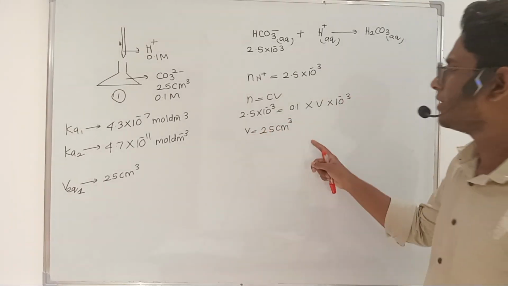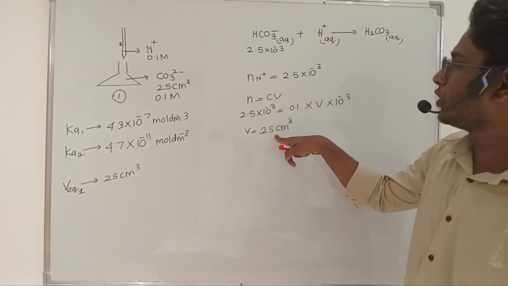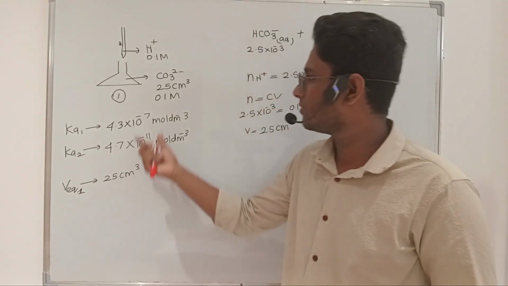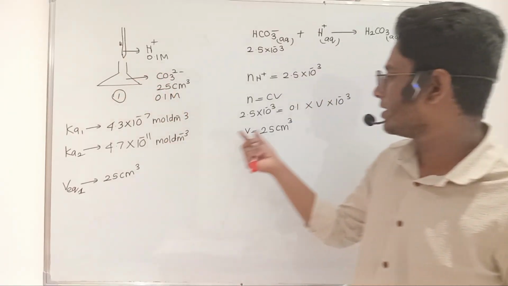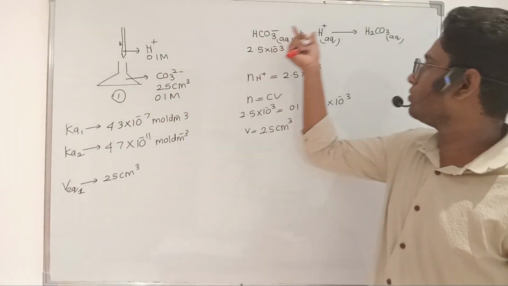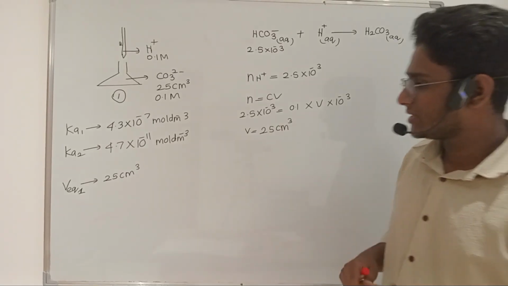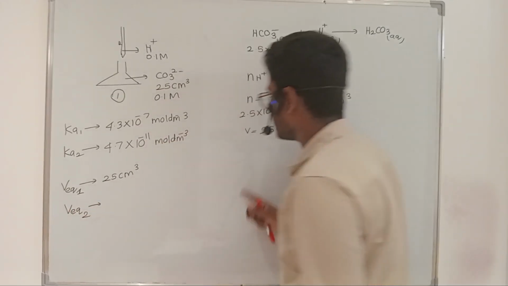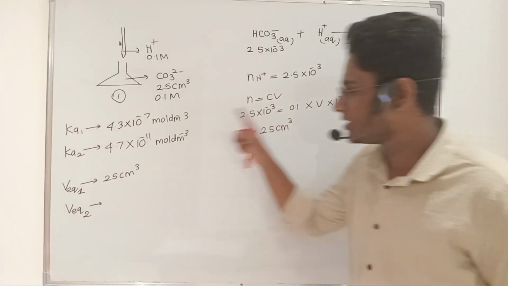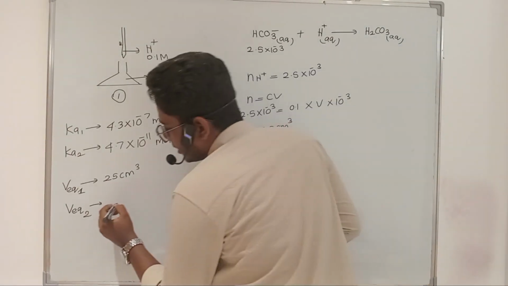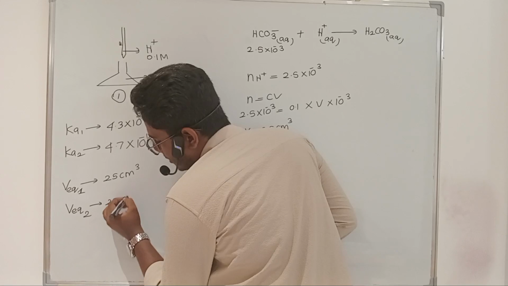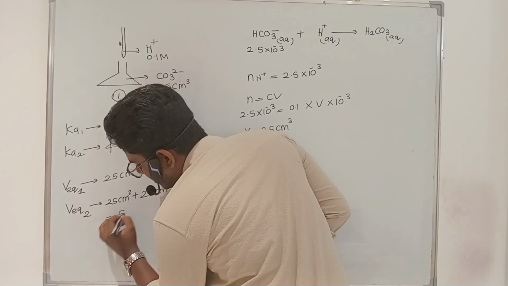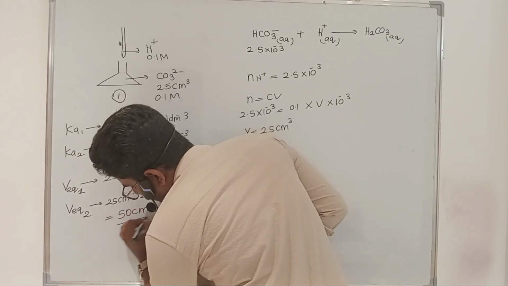Now what does this mean? You need another 25 centimeter cube of H plus to react with the bicarbonate, right? So the first 25 centimeter cube is to convert the carbonate into bicarbonate, and the second 25 centimeter cube is to convert the bicarbonate into carbonic acid, right? So what is the second equivalence point? Here you'll be having a twist. It's not 25; you need 25 and initially you added 25. So the second equivalence is going to be 25 centimeter cube plus another 25 centimeter cube, that is 50 centimeter cube, right?